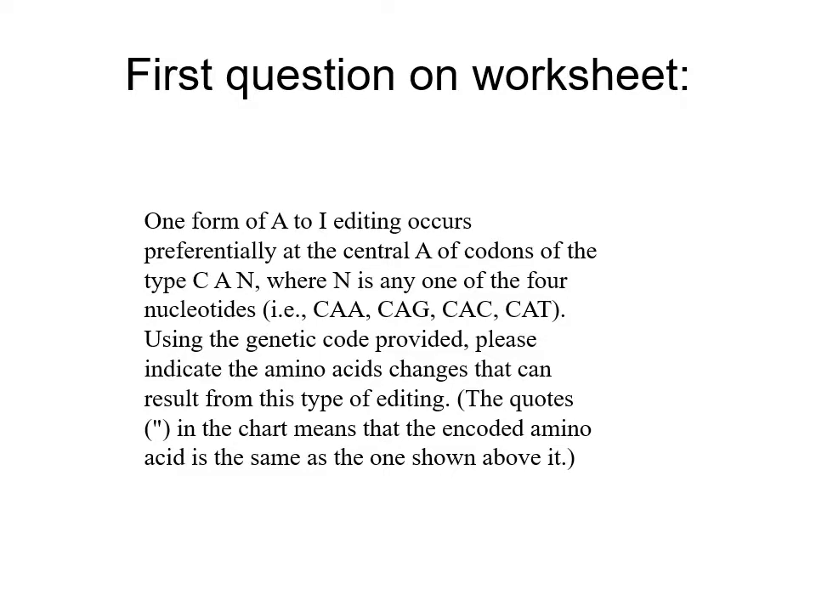Okay, so the first question on the worksheet is that one form of A to I editing occurs preferentially at the central A of codons of the type CAN, where N can be any one of the four. Now, this is a slightly artificial situation, but we're just going to go with the constraints. So we have a CAA, CAG, CAC, and CAT as possible editing sites. So what we have to do is look at the genetic code and indicate what the initial amino acid was before the editing event, and then look to see what it's been changed to as a result of the editing event.